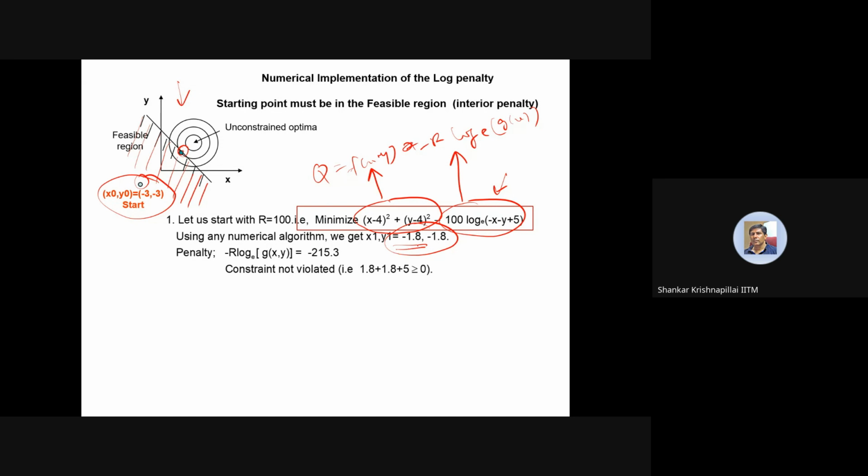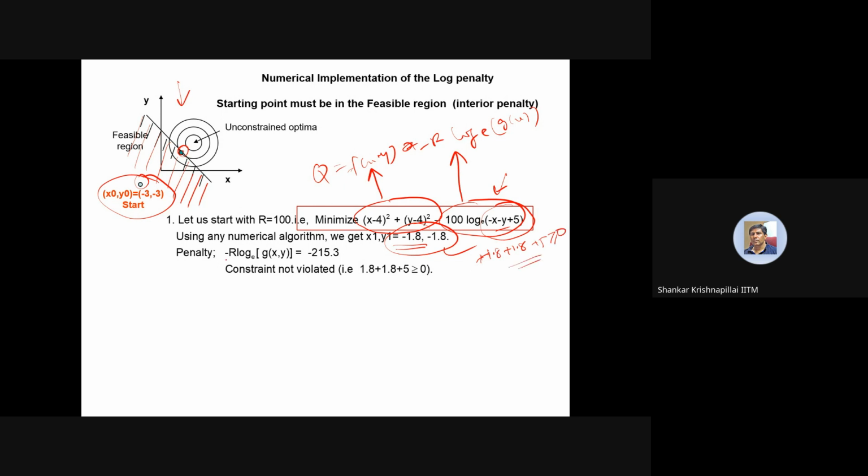You have to check the constraint violation and penalty at -1.8, -1.8. So first let us check this constraint. -x minus y plus 5 should be greater than or equal to 0. So plus 1.8 plus 1.8 plus 5 is greater than or equal to 0. So the constraint is not violated.